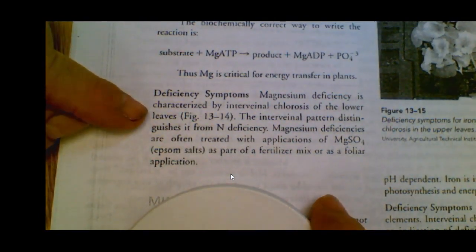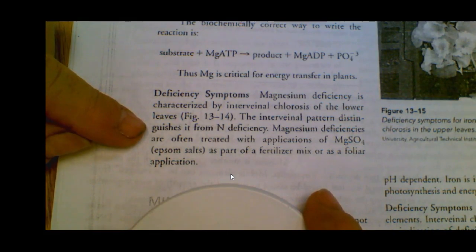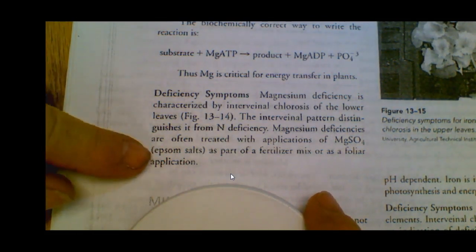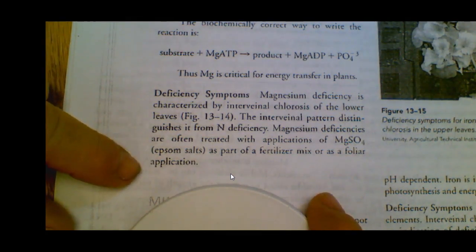If we have a magnesium deficiency, that's characterized by interveinal chlorosis of the leaves. Interveinal chlorosis could be an iron deficiency too, as we'll see. It's in figure 13-14, but in our document it's not shown, since it's not in color, it doesn't show up well at all. If we have a magnesium deficiency, we're usually going to apply something like magnesium sulfate or Epsom salts as part of a fertilizer mix, or even as a foliar application. We can do it in a spray solution as well.